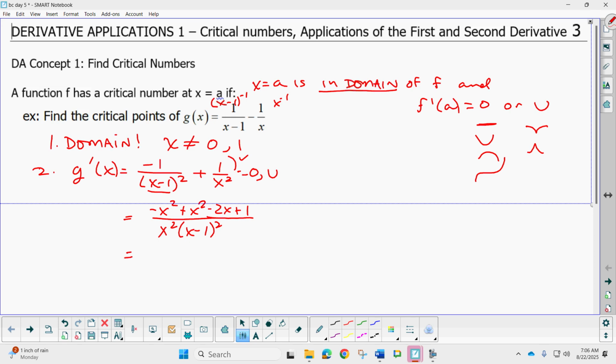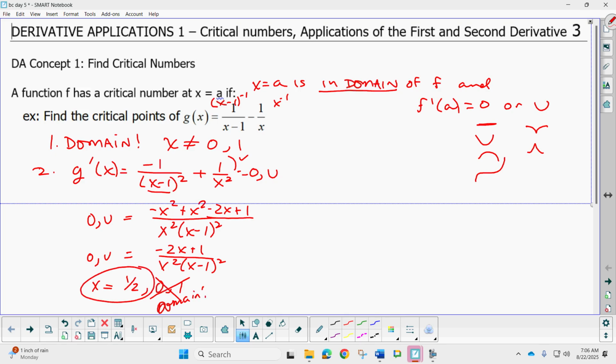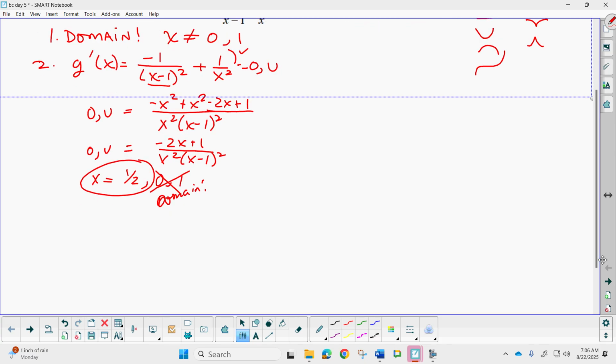And let's continue on. Assuming I'm correct here, I have negative 2x plus 1 over x squared, x minus 1 squared. My critical numbers, therefore, the derivative is 0 at 1/2. The derivative is undefined at 0 or 1. But 0 and 1 aren't actually points on the original function. So my critical number is x equals 1/2. All right. That's a reminder. Hopefully that's coming back to you. Let's go on to the next idea.